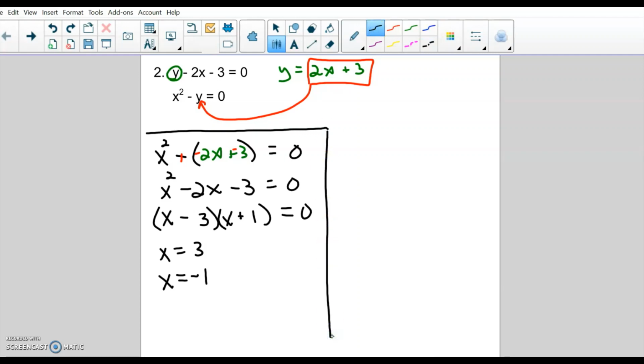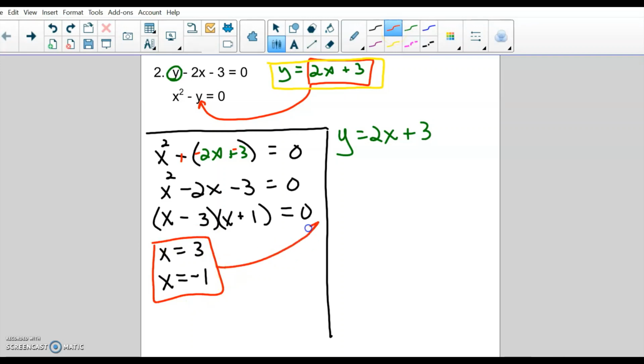The next step would be to choose one of these equations at the top. I'm going to choose this one because it's solved for y. Why not? Make it as simple as you can. And take the x values and plug them in to that equation to get our y value.